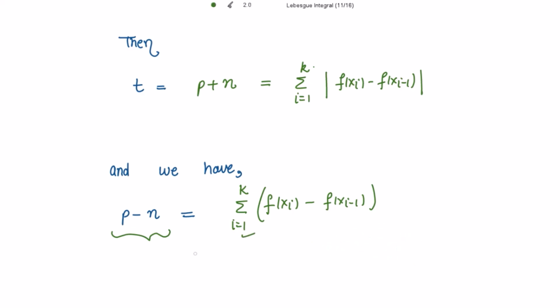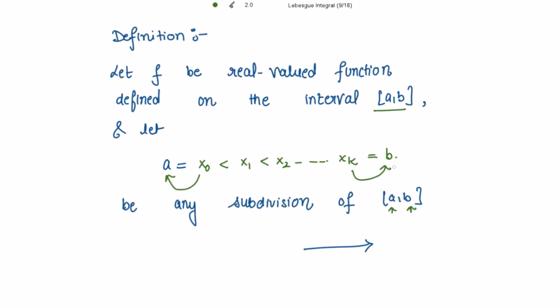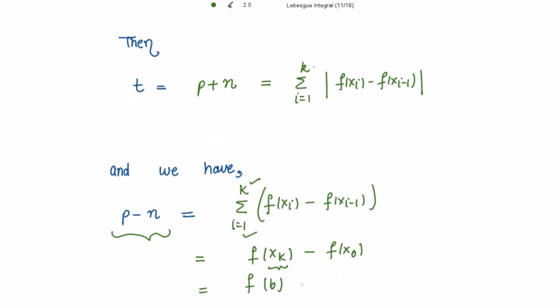How could this be? When we sum up all these, we get f of x k, the higher value for i, minus f of x at the lower value of i, that is 1 minus 1, which is 0. So this is 0. What is xk? It is b. We have taken xk to be b and x0 to be a. So minus f of x0, that is a. So their difference is f(b) minus f(a), that is the total change in function over the interval [a, b].